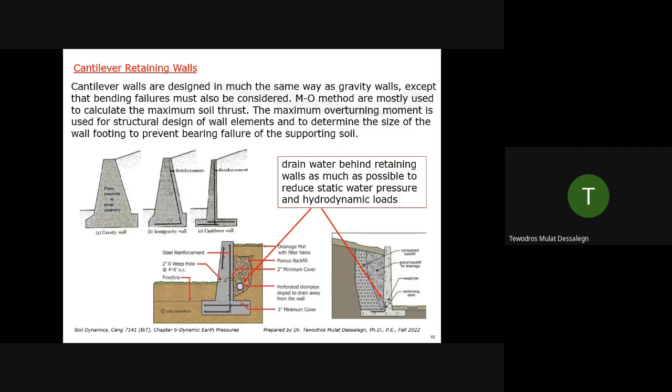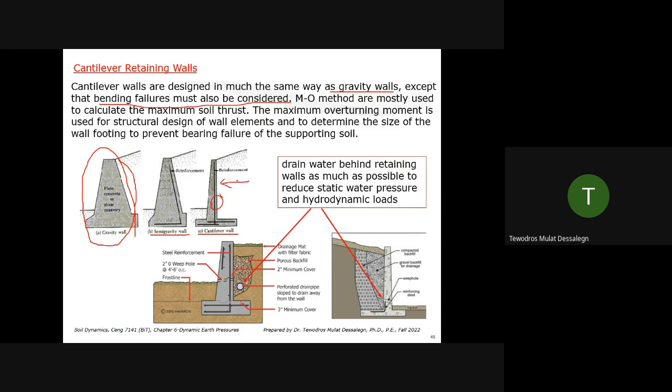So cantilever retaining walls, some other parameters. Cantilever retaining walls are designed much the same way as gravity walls, except that bending failures must be considered. If it's a gravity wall, we're not considering bending, it's through the weight. These walls are usually like rocks with some mortar joints. We don't reinforce them. Or you may have a semi-gravity wall, which may need some concrete and reinforcement. But cantilever walls, that's where you need detailed concrete design. For all this reinforcement, you need to account for those dynamic forces in addition to the static earth pressure forces.